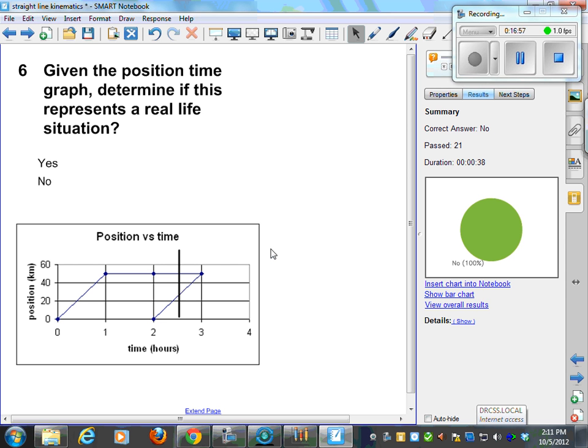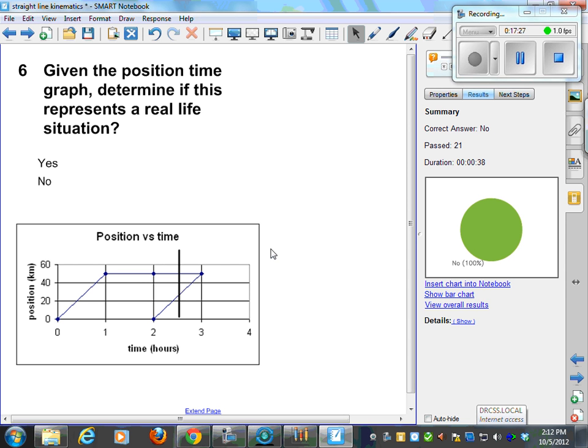How many people remember from math class the vertical line test? Have you ever heard of that? Kish, what is the vertical line test? Aurora, do you remember? You draw a vertical line, and if there are 2 points on one line, then it's not a function.